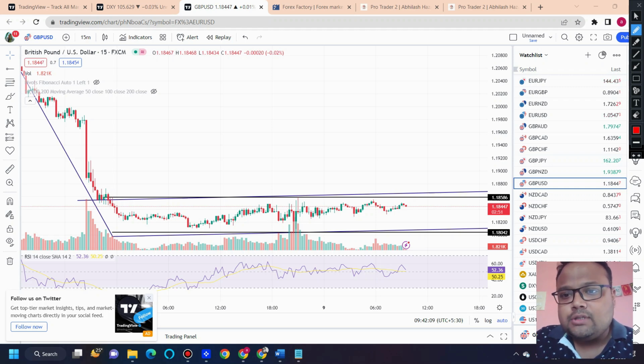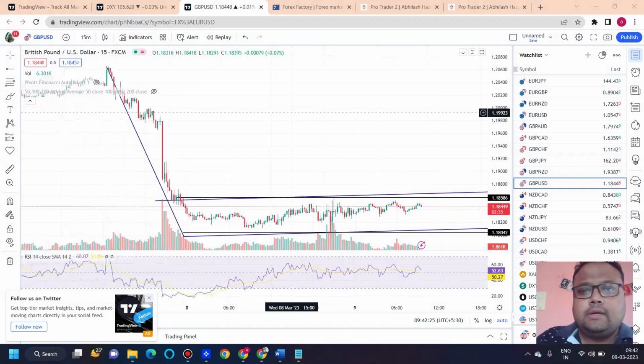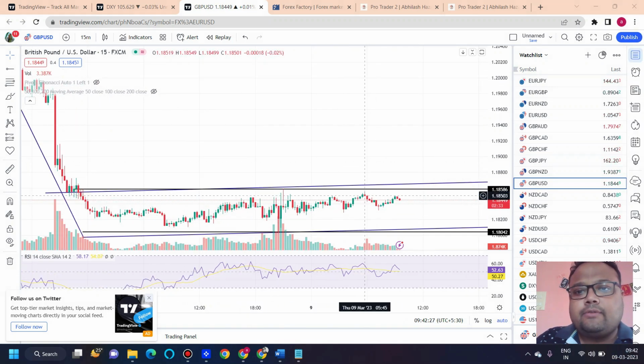So if the market goes up, observe the market around this area. As you can already see, we have a bearish flag formation, so the market may reverse again. If the market reverses according to expectation, you can look for a sell. Okay, so this is the trading strategy you can follow for the day.